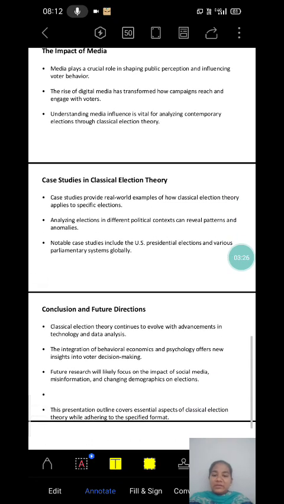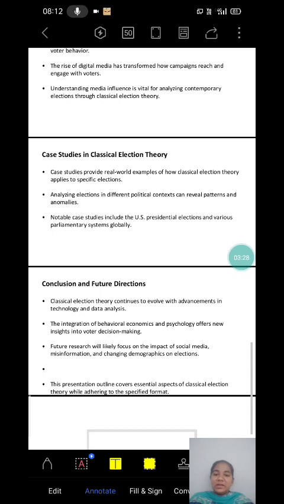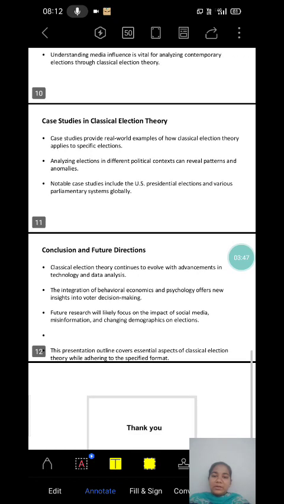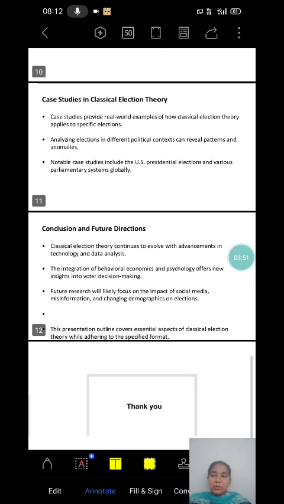Case studies in classical election theory. Case studies provide real-world examples of how classical election theory applies to specific elections. Analyzing elections in different political contexts can reveal patterns and anomalies. Notable case studies include the US presidential elections and various parliamentary systems globally.